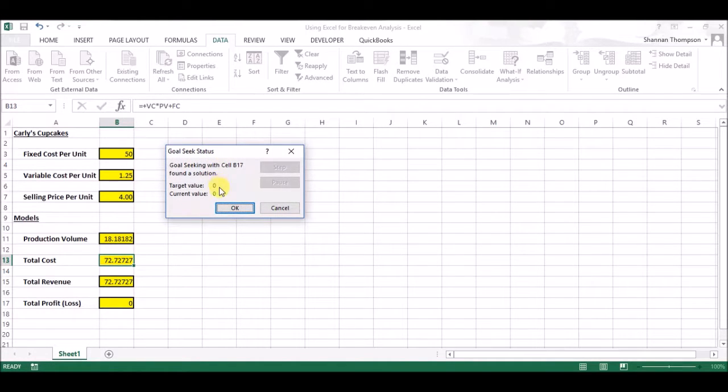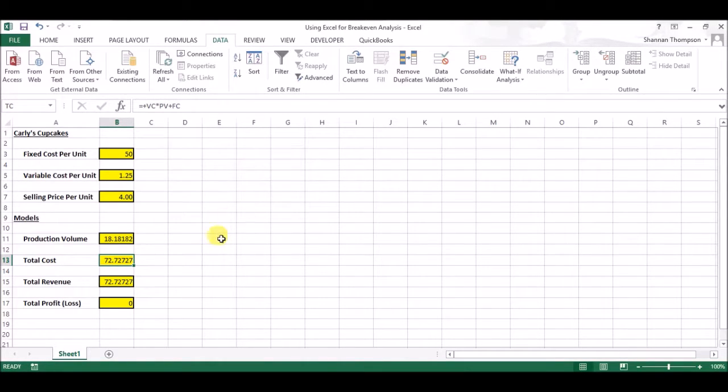After you've put all that in correctly, you're going to select OK, and as you can see, it's saying that it got to your solution. Usually, if it has more than one solution, it'll give you two and tell you to go to the next step and the next step. But as you can see, we only have one solution.